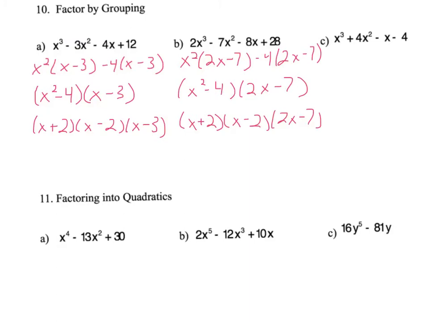For part C, we can take out an x squared, and we're left with x plus 4. And for the second two terms, we can take out a negative 1, and we're left with x plus 4. So then we have x squared minus 1 times x plus 4, and we can factor more. So we have x plus 1, x minus 1, and x plus 4.